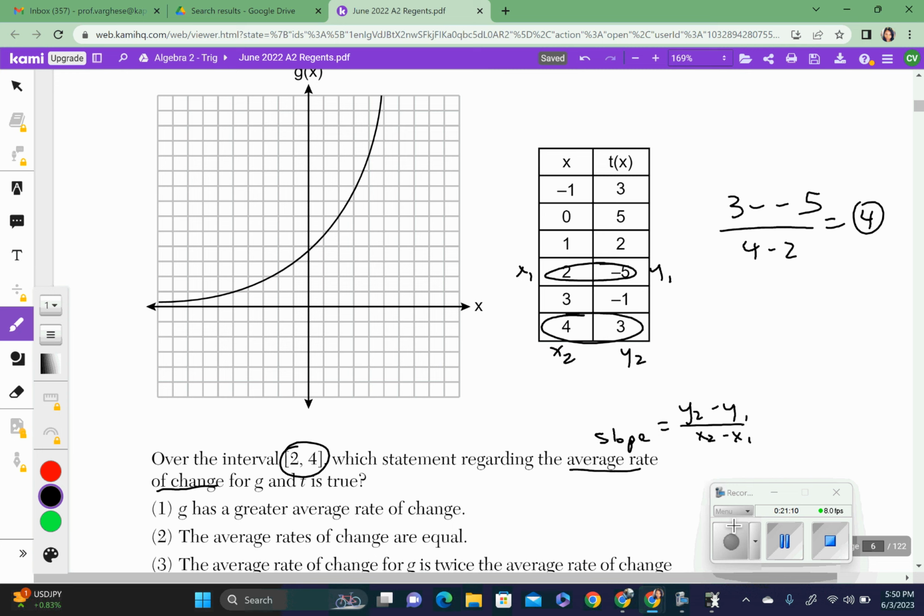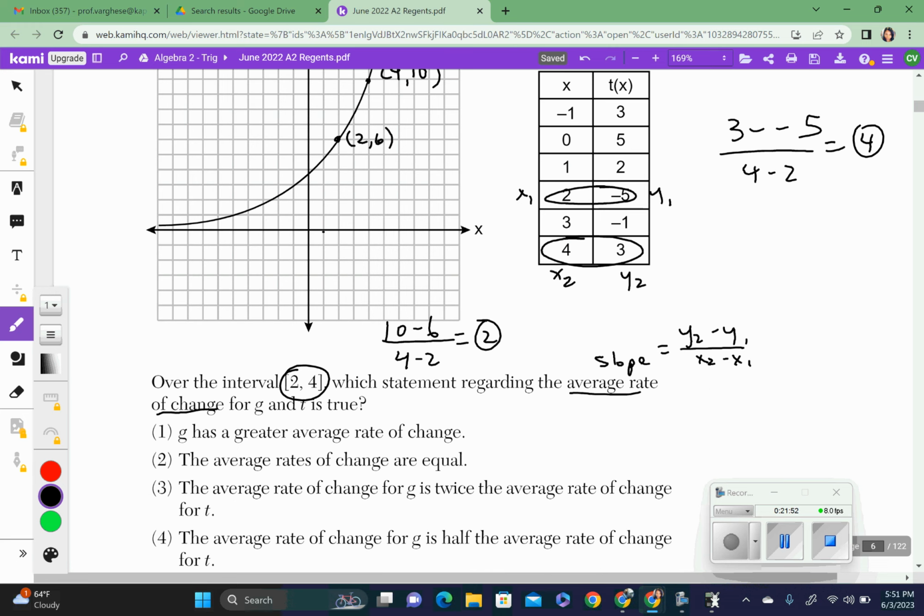And if I do the same thing here, I go across from x is 2, and if x is 2, 1, 2, 3, 4, 5, 6. So this point right here would be 2 comma 6, and then across from 4, it would be 4 comma 10. So this point right here would be 4 comma 10. And if I do my 10 minus 6 over 4 minus 2, 10 minus 6 is 4, divided by 2 is going to be 2.